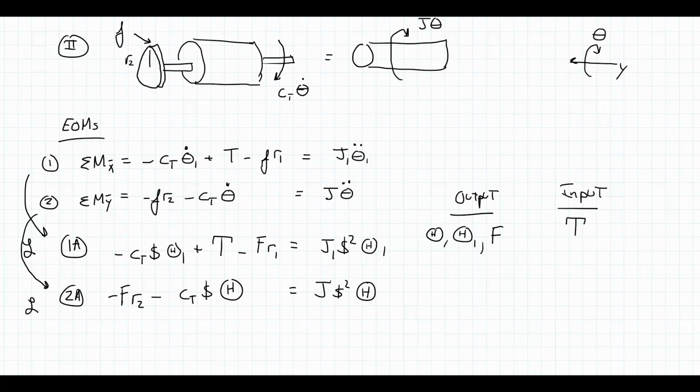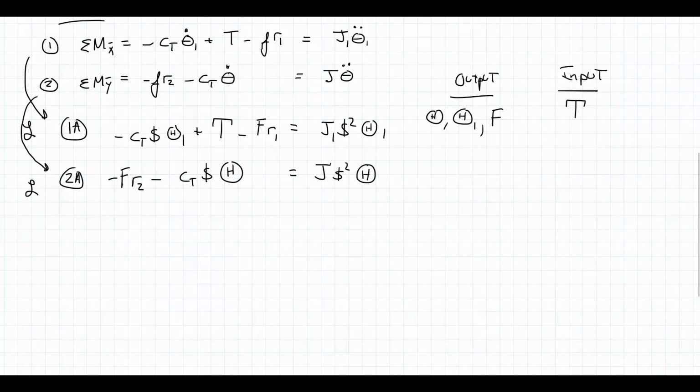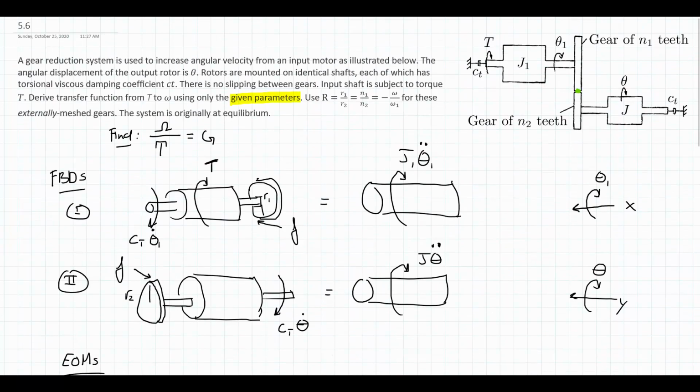Well, I haven't used all of my information yet. There's another constraint in the system, and that was how the gears are meshed together. I haven't used my gear ratio equation yet. So I can use here n1 over n2, which are given parameters in my system, equal negative omega over omega 1. So I can establish that as 3, and then right now I haven't done the Laplace transform yet, but again, n1 over n2, which are given parameters in our system. For external meshing, n1 over n2 is negative omega over omega 1.